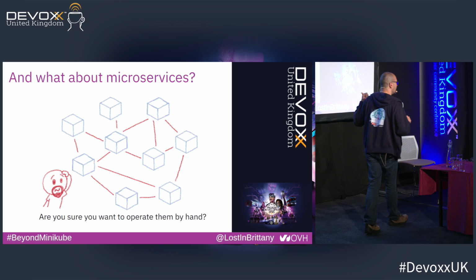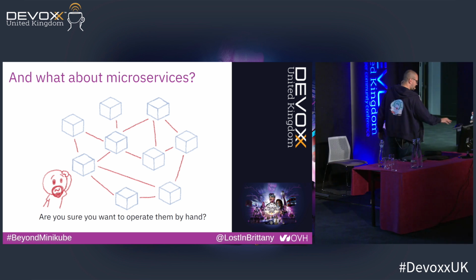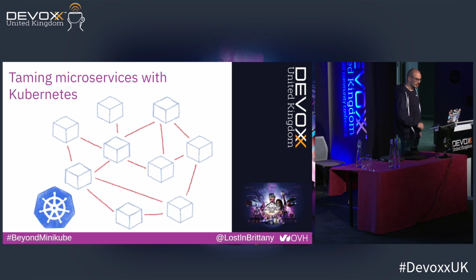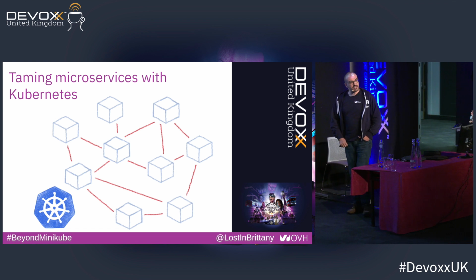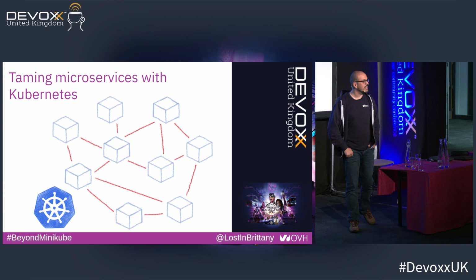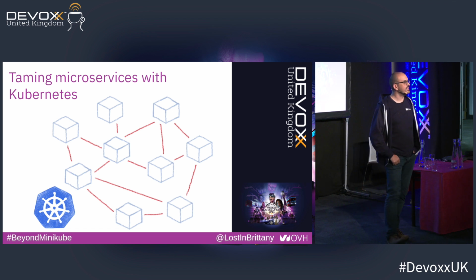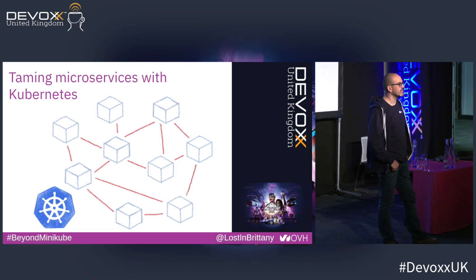And that was the reason why they needed an orchestrator. They needed something like Kubernetes. Kubernetes wasn't the first one. People were already orchestrating containers with things like Mesos, for example, before Kubernetes.